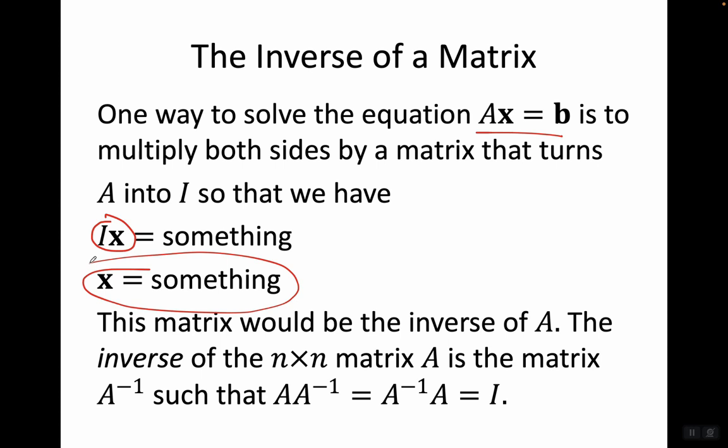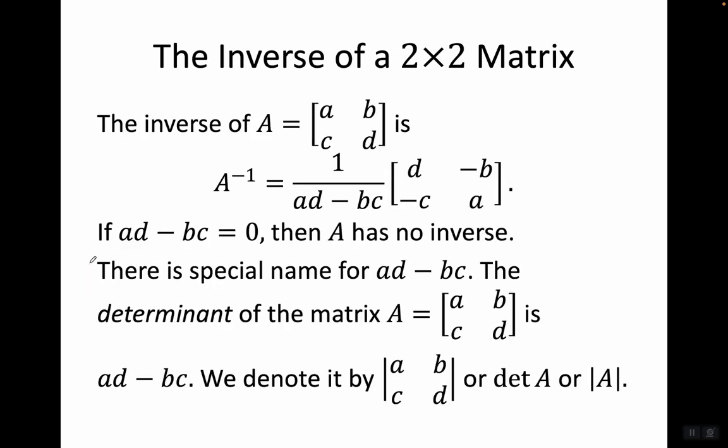The inverse of the n by n matrix A is the matrix A inverse, that's what we call it, such that A inverse A equals A A inverse equals I. Here's the special case of a 2 by 2 matrix. The inverse of A equals [a, b; c, d] is A inverse equals 1 over (ad minus bc) times the matrix [d, negative b; negative c, a]. Notice that to get that matrix, you just interchange the a and the d, and you stick negative signs in front of the b and the c. If ad minus bc equals 0, then A has no inverse.